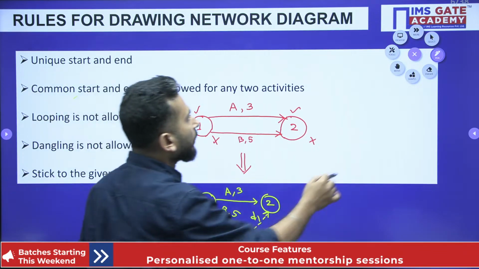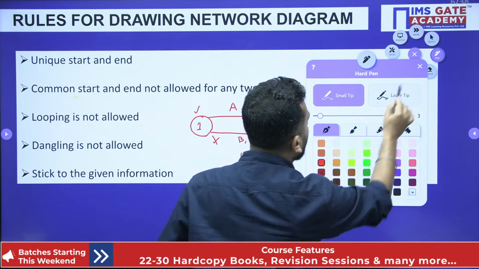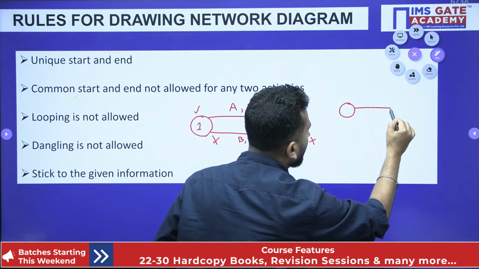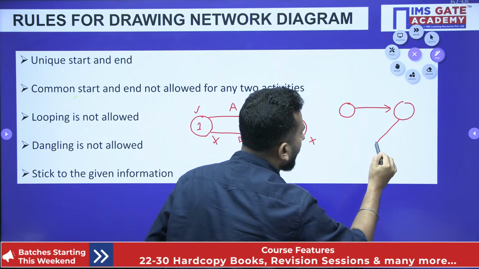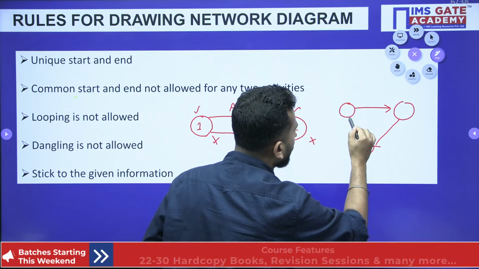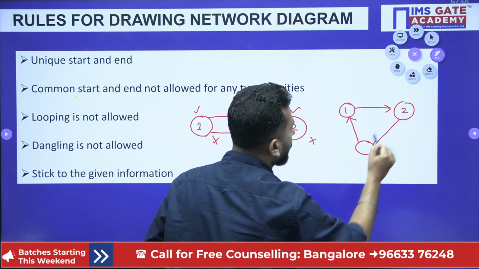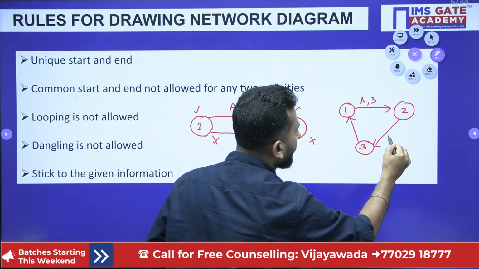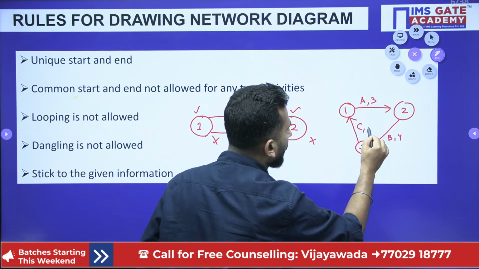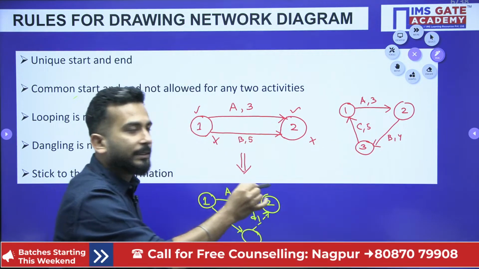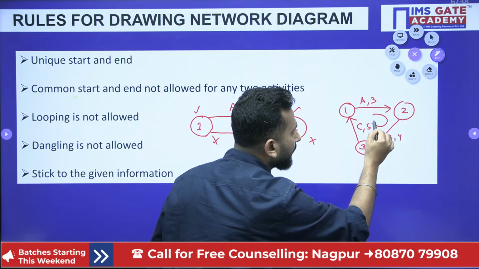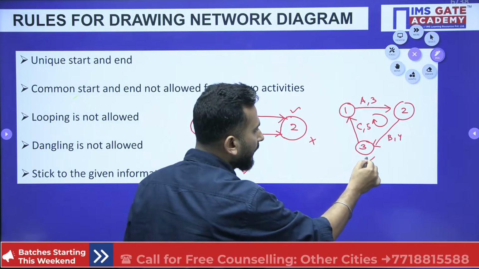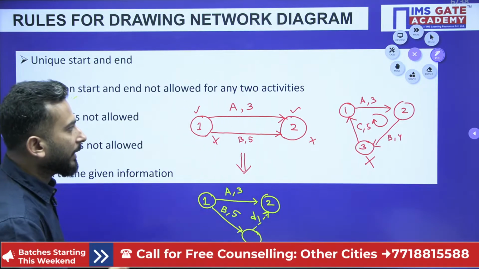Second, looping is not allowed. Now what is looping? Looping means, my dear friends, I'll show you one diagram and you will understand it. Let's say this is 1, this is 2, this is 3. This is a looping. This is not allowed. Clearly you can see that this network diagram is in a loop. So this is completely not allowed in a network diagram.